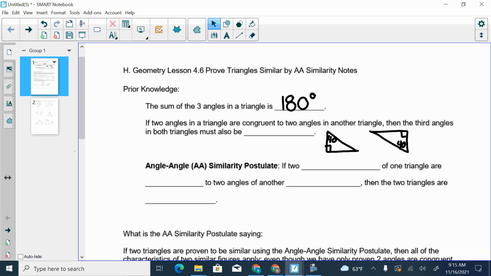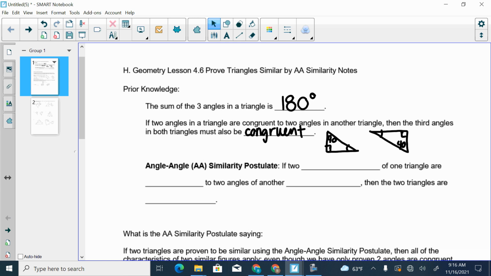I'm giving actual values here, but even if they didn't give actual values, if we only knew they were the same, we know that whatever these two are, whenever you add them up and subtract them from 180, it's going to leave the same amount of degrees for this angle as it would for this angle. For this specific one, we're able to add 90 and 40, subtract from 180, and see that there must be 50 degrees left for the missing angle. So, as long as you know you have two angles in two triangles that are congruent, you must also know that the third angle is congruent, and therefore your triangles are going to be similar.